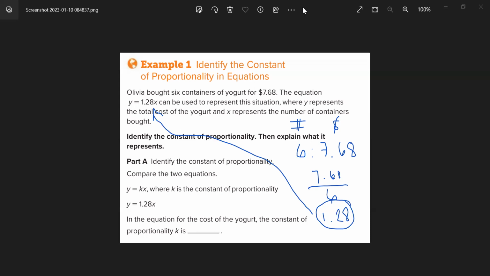So we need to identify the constant of proportionality, which we did right here, and we need to compare the 2 equations. Y equals kx, where k is the constant of proportionality. In the equation for the cost of the yogurt, the constant of proportionality is 1.28. How did we get it? Well, we did a division.